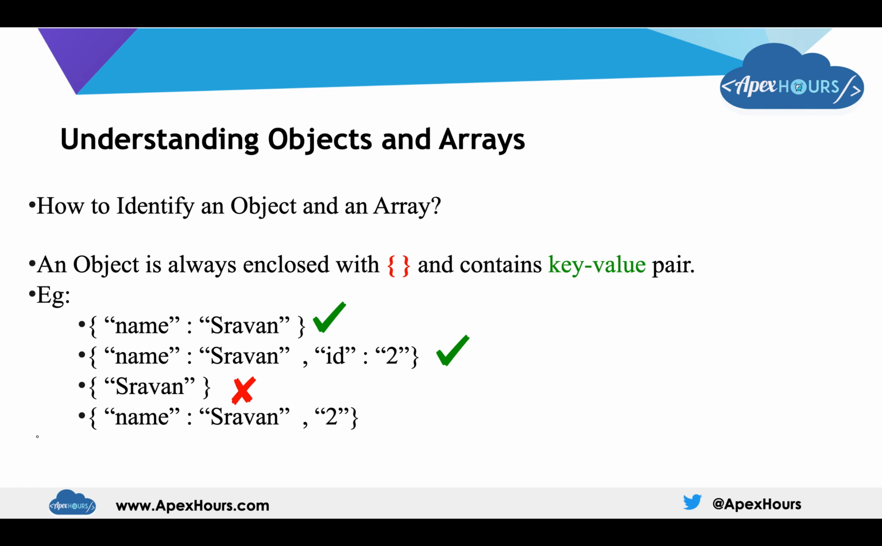To become an object, what we have to do is either we have to add a key or value. It should always be like key colon value in that format. So this is entirely wrong. The first example is right.